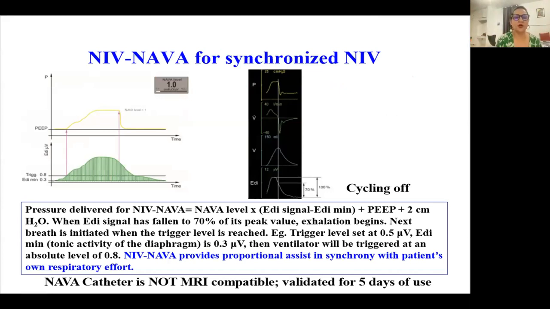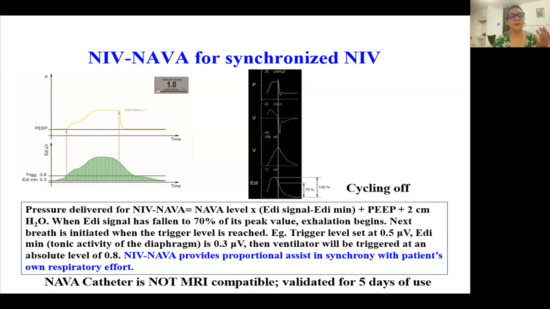Now, how do you use NIV NAVA for synchronized non-invasive ventilation? You want to set a trigger, and usually you will set a trigger level of 0.5 EDI, which means the ventilator would respond when the baby is generating more than what you have put as 0.5 plus 0.3, because 0.3 is the minimum tonic activity of the diaphragm. So 0.3 plus 0.5 is 0.8. Only when the baby's EDI activity is more than 0.8 is the time when the ventilator would start delivering.